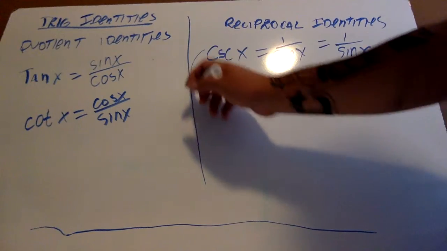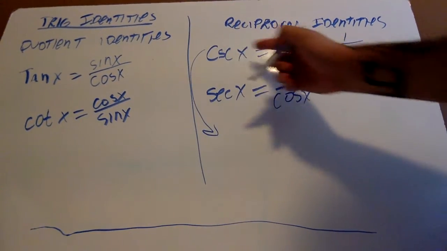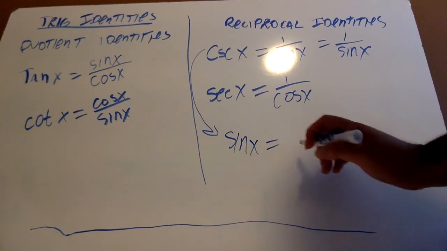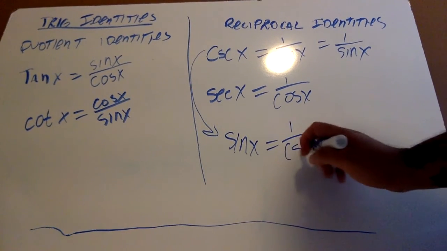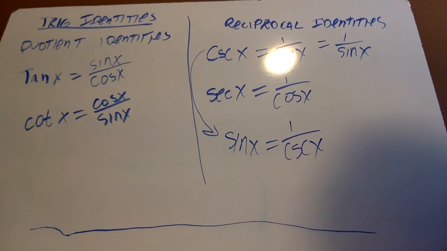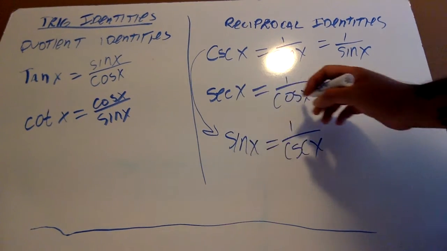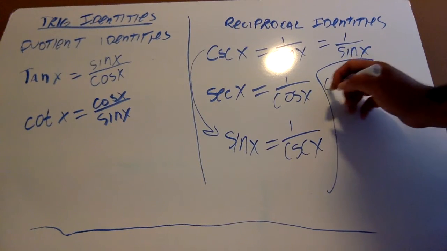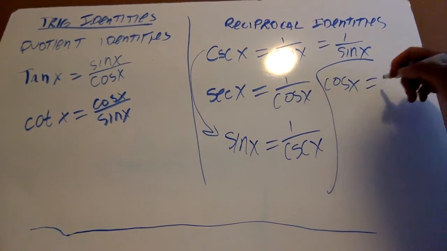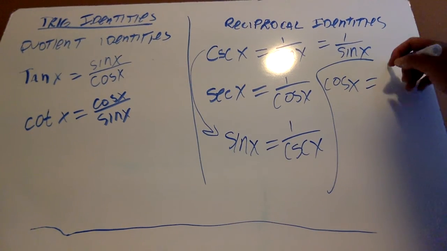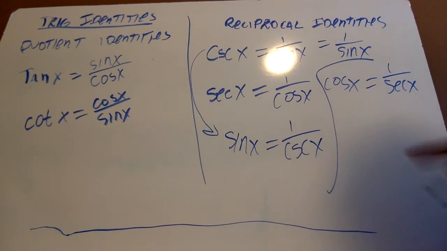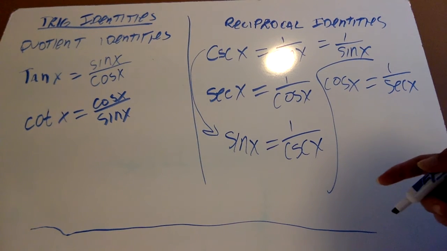Now you can flip them. For example, with cosecant, you can flip the sine with the cosecant, so you can have sine x is the same thing as 1 over cosecant x. And then the same thing on the secant, so you can have cosine x equal to 1 over secant x. So this we're going to be using in order to simplify problems and solve them.